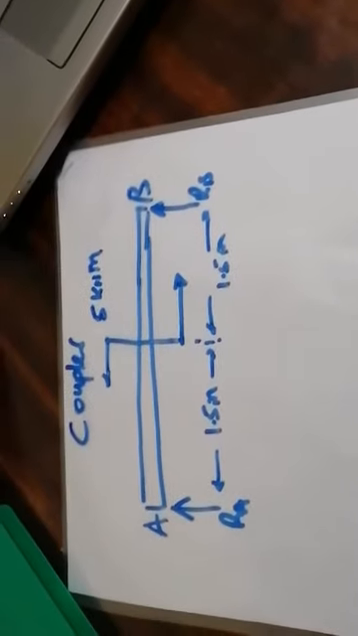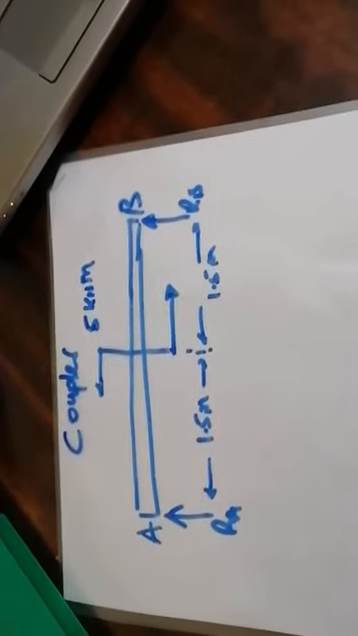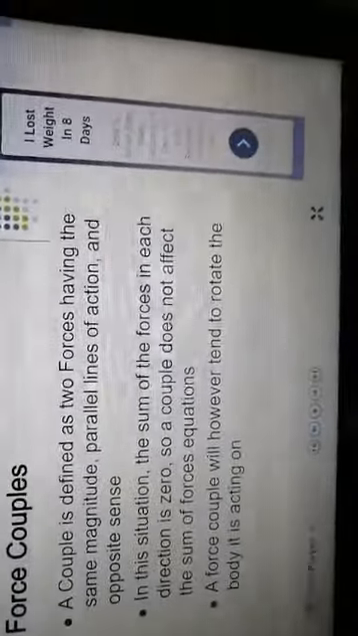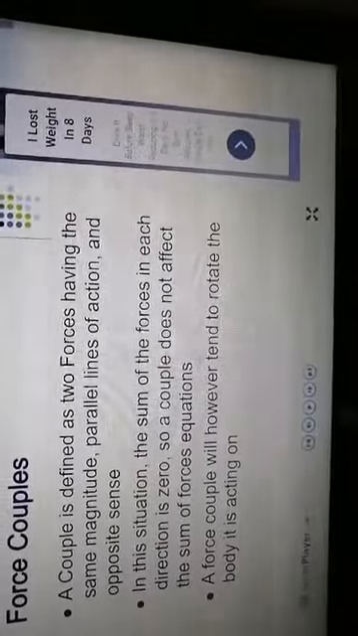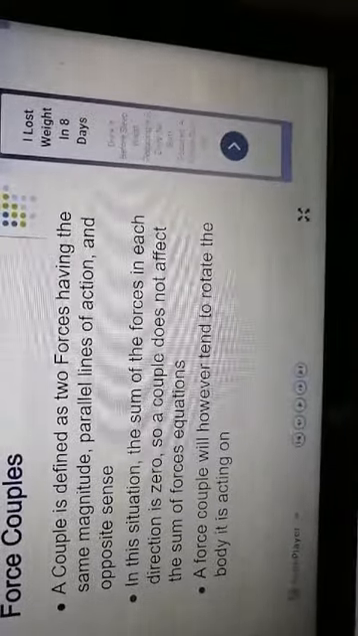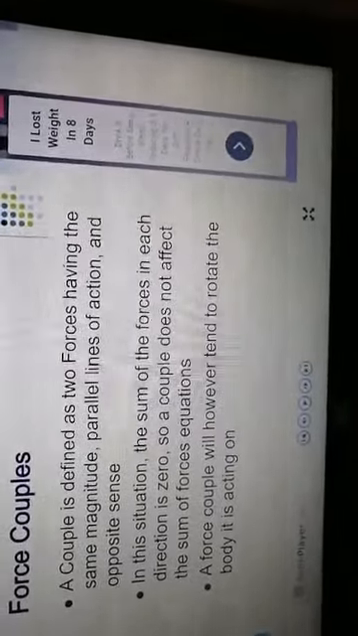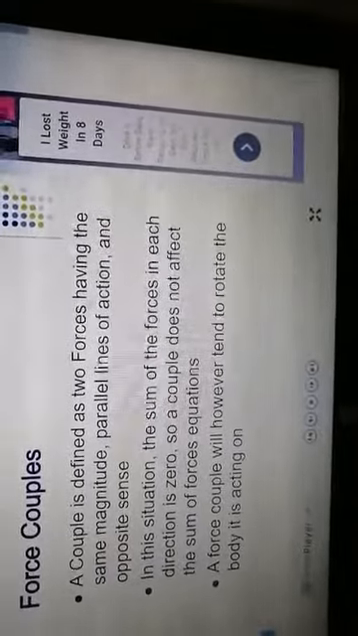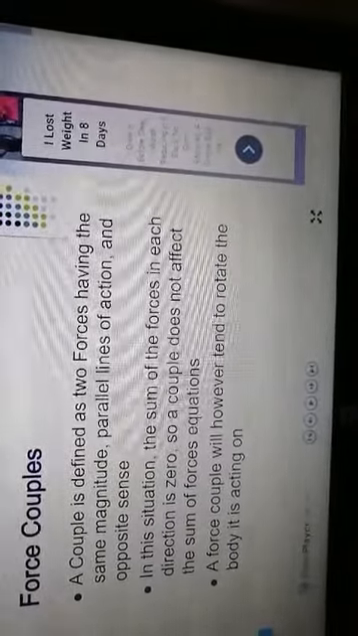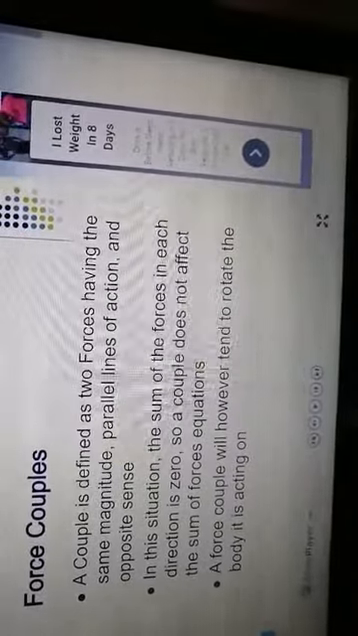Now I would like to introduce something else on that same beam, something that we're calling a couple. A couple is defined as two forces having the same magnitude and parallel lines of action and opposite sense. In this situation, the sum of the forces in each direction is 0. So a couple does not affect the sum of forces in the equations. However, the couple will tend to rotate the body it is acting on.